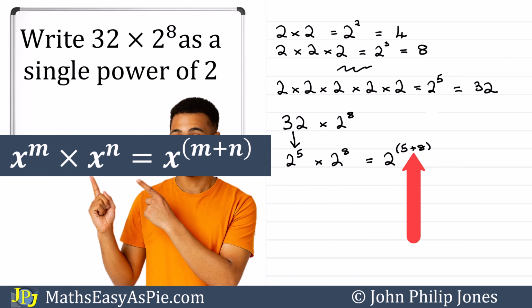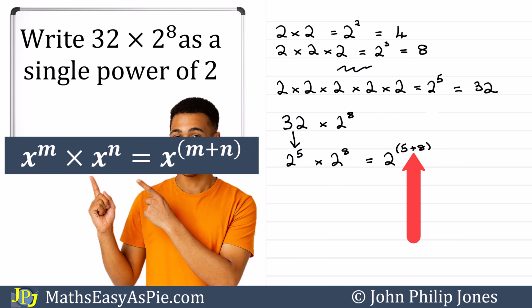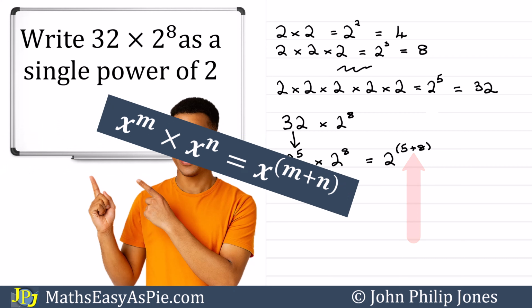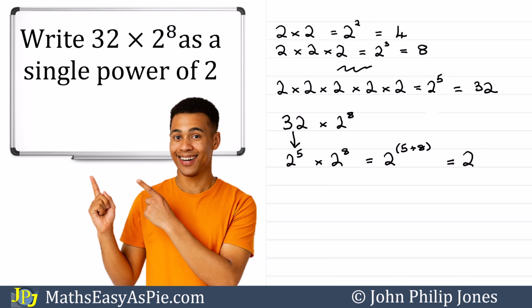And that's a rule of indices that you really need to understand. I won't cover an understanding of it here. I'm just reminding you of it for this solution to the problem we've been given. So we can carry on and write 2 to the power 13 because 5 plus 8 is 13. So 32 times 2 to the 8 as a single power of 2 is 2 to the 13.